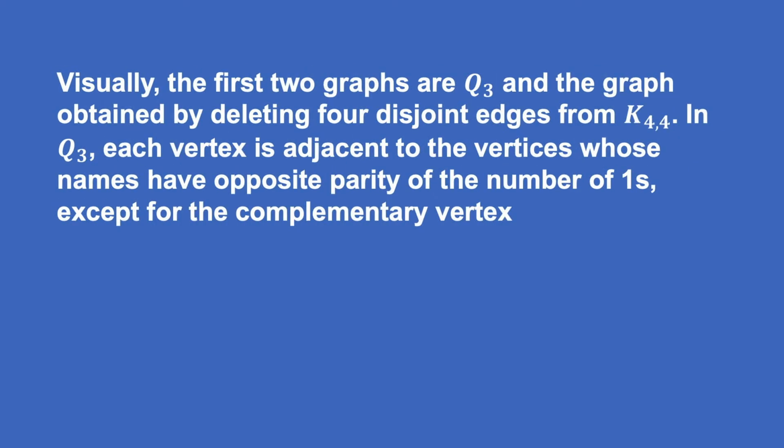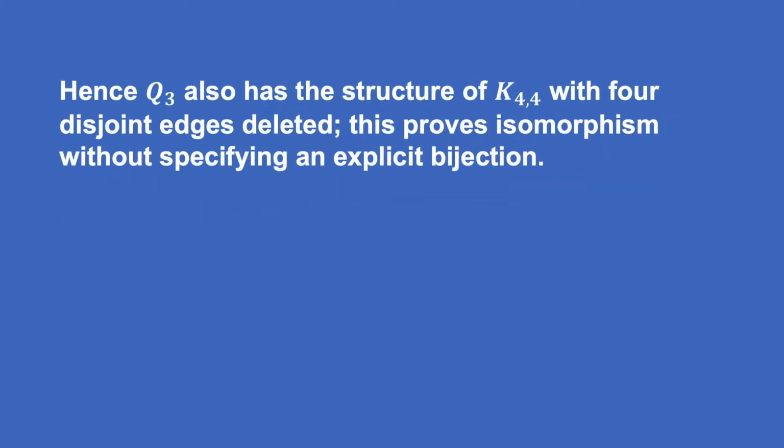Visually, the first two graphs shown on the screen are Q3 and the graph obtained by deleting 4 disjoint edges from K4,4. In Q3, each vertex is adjacent to the vertices whose names have opposite parity of the number of ones, except for the complementary vertex. Hence, Q3 also has the structure of the bipartite graph K4,4 with 4 disjoint edges deleted. This proves the isomorphism without specifying an explicit bijection.